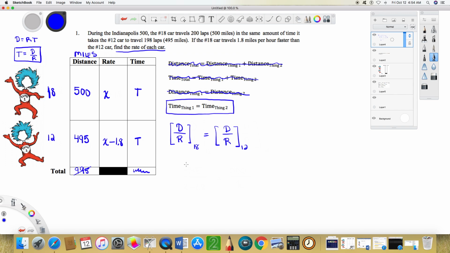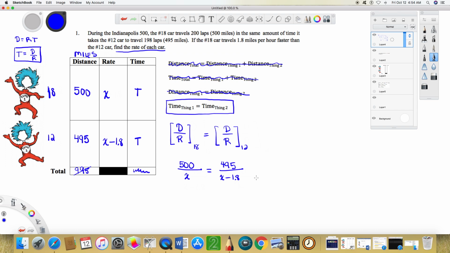So 18 was the winning car. It drove a distance of 500 miles. And we said that we were going to let x be its rate. This losing car, I guess being in the Indianapolis 500 is not losing, but losing to number 18, did not complete 500 miles. It was traveling slower, an average 1.8 miles per hour slower. All right, so this type of equation is referred to as a proportion. So go ahead and solve this and then press continue.